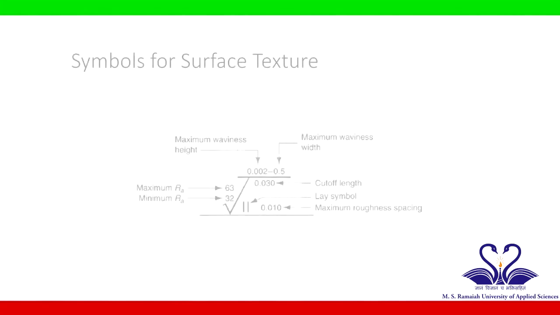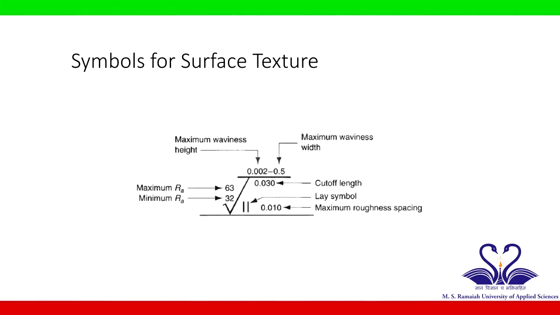The symbol used to represent the surface texture shows information on the roughness value, both minimum and maximum. It specifies lay symbol, cutoff length, waviness and roughness spacing. This symbol is placed in the engineering drawing for specifying the surface texture requirements.